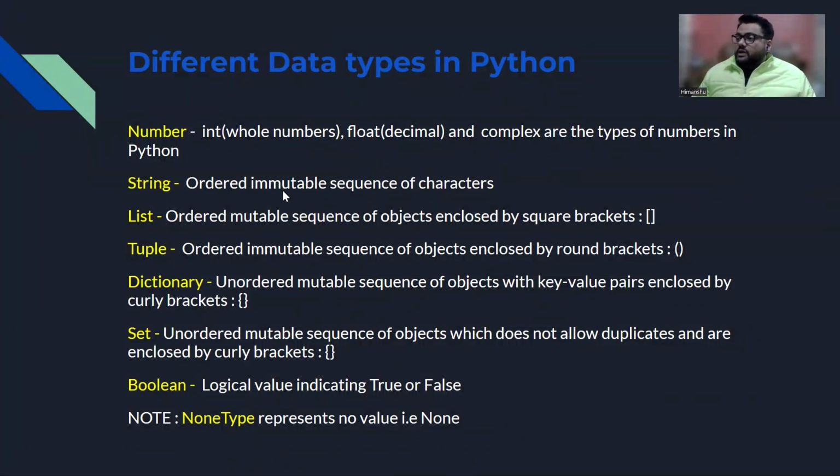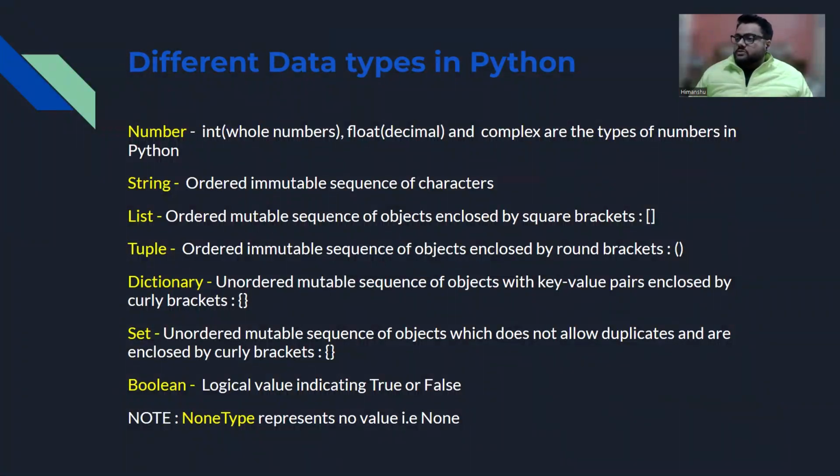So string is an ordered immutable sequence. Immutable means the values cannot be changed once assigned. We will look into them one by one in our coming videos, so don't worry about it. Now it is just an introduction. So let's dive into the next one.